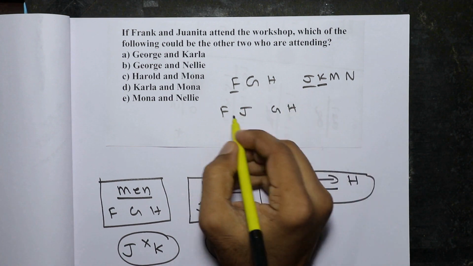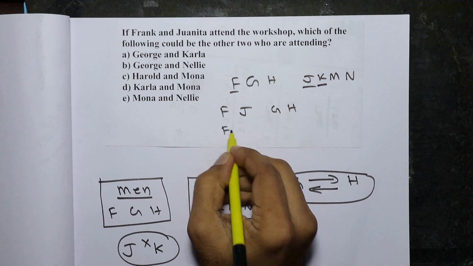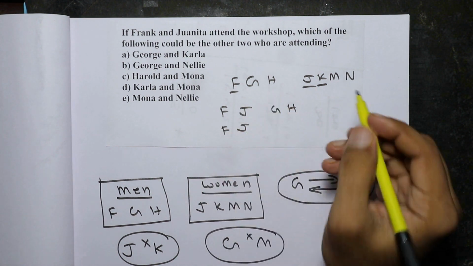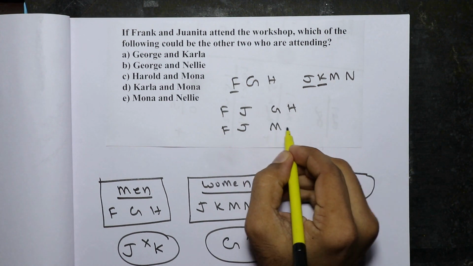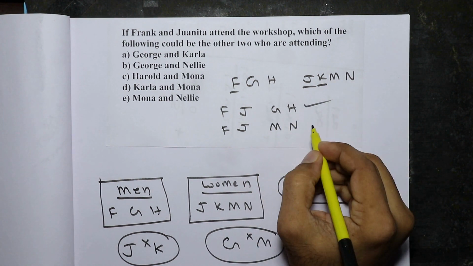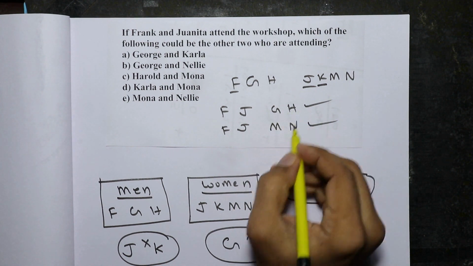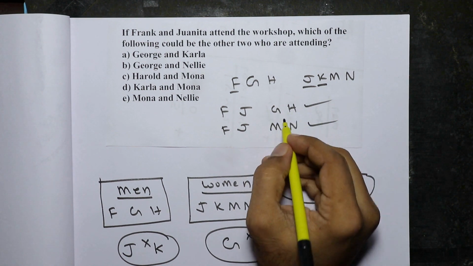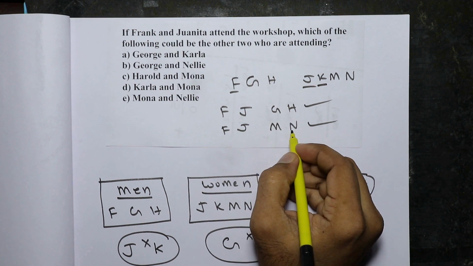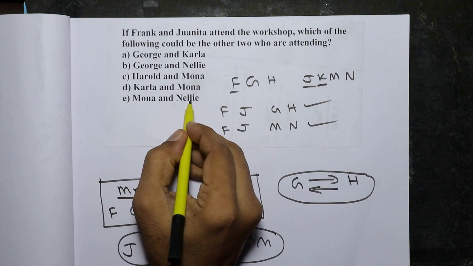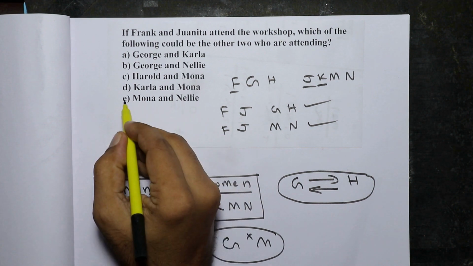So this is one outcome, F, J, G and H. The other outcome is F, J, then both G and H are omitted and the remaining people will be M and N. So these are the two possible outcomes for the remaining two people. It can be G and H or M and N. So one possible answer is M and N. That is option E, M and N. So the other two people could be M and N. That is option E.